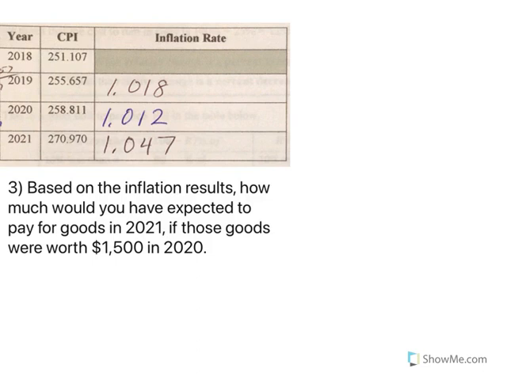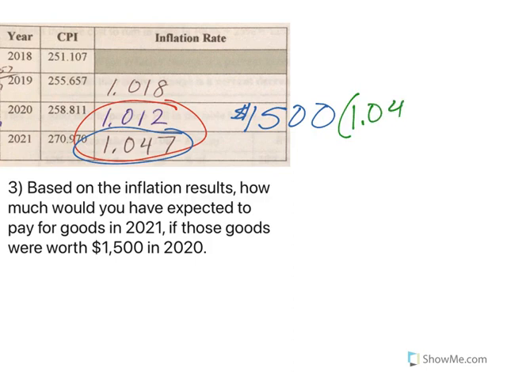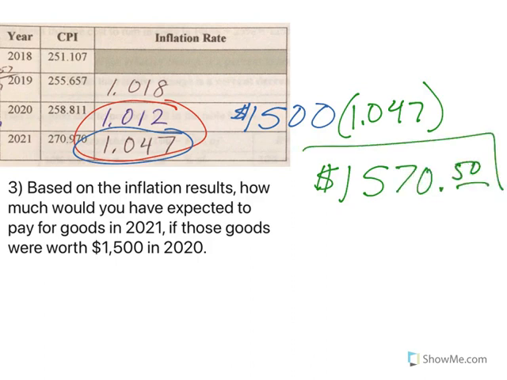Now, based on the inflation results, how much would you have expected to pay for goods in 2021 if those goods were worth $1,500 in 2020? This goes to the idea of using our new value rates. In 2020, something cost $1,500. We know if you multiply by 1.047, you would get 2021. So we take that 1,500, multiply by 1.047, and that gives us a 2021 value of $1,570.50.